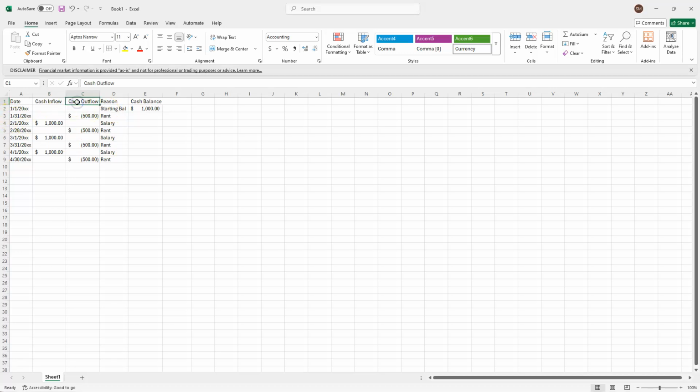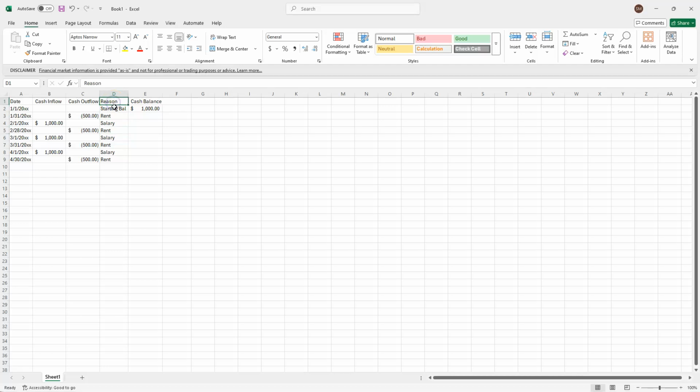The third column would be your cash outflow. It would mark any expense where you would spend your money, and make sure to keep any value in this column negative, and I'll show you why in a second. And for this example, I also decided to use rent as an expenditure.